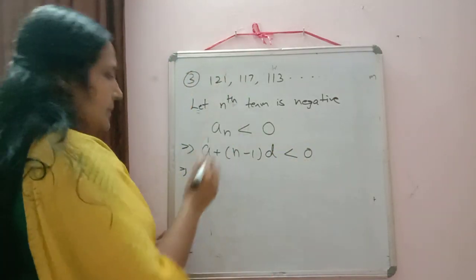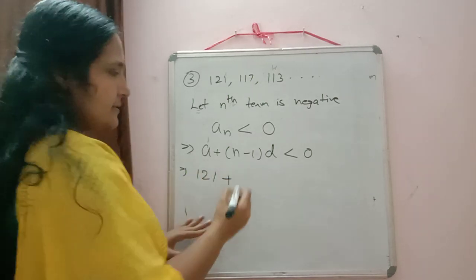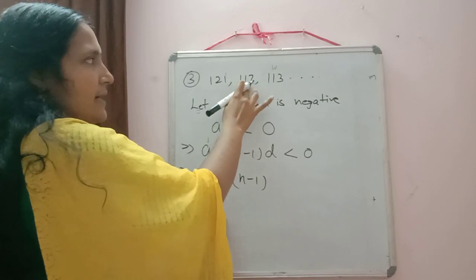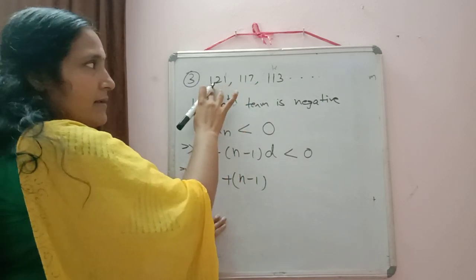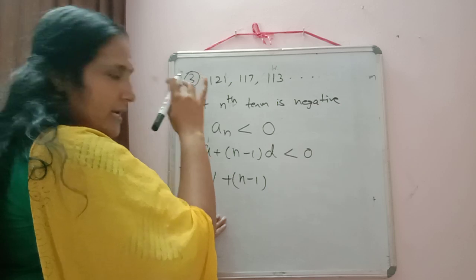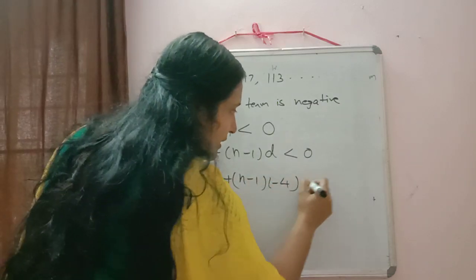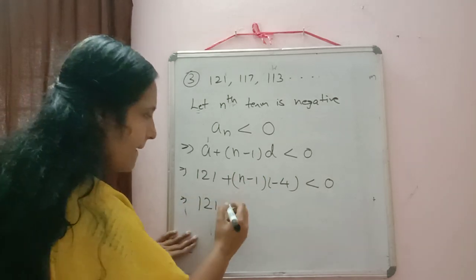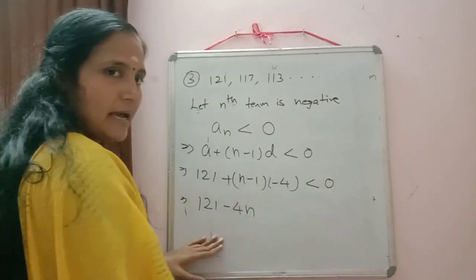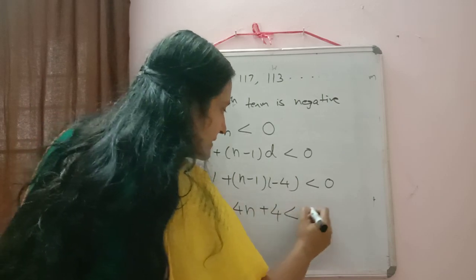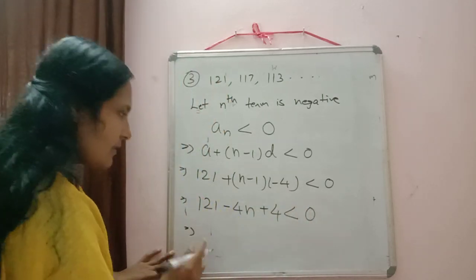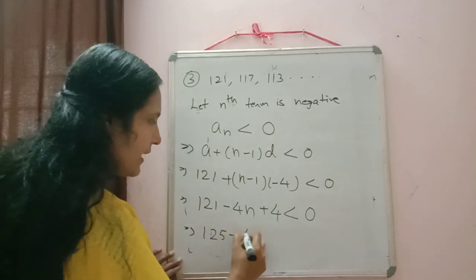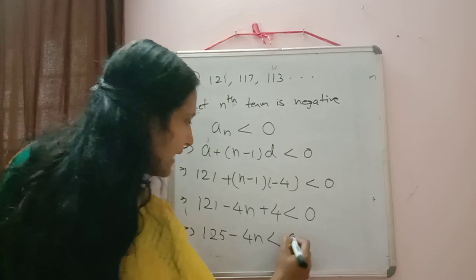What is our first term here? 121 plus (n minus 1) into, in place of d, common difference, 117 minus 121. So 11 minus 7, 4, negative 4. Minus 4 less than 0. So 121 minus 4n, minus into minus, plus 4 less than 0. 121 plus 4 we can add. So it will be equal to 125 minus 4n less than 0.